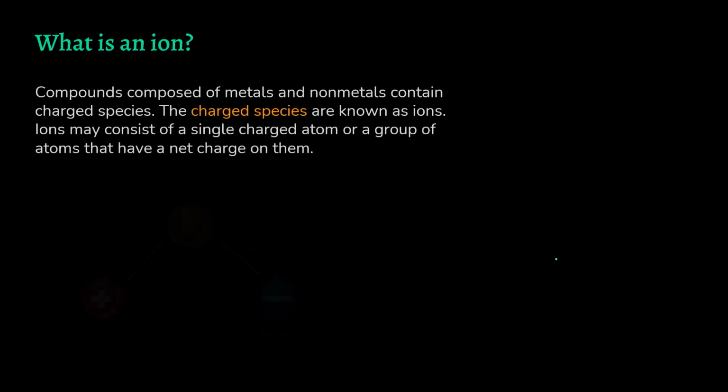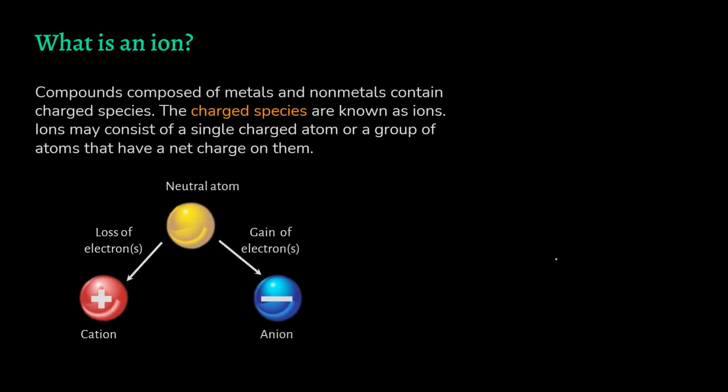What is an ion? Now we learned about molecules, but what about ions? Compounds composed of metals and non-metals contain charged species. The charged species are known as ions. Ions may consist of a single charged atom or a group of atoms that have a net charge on them.